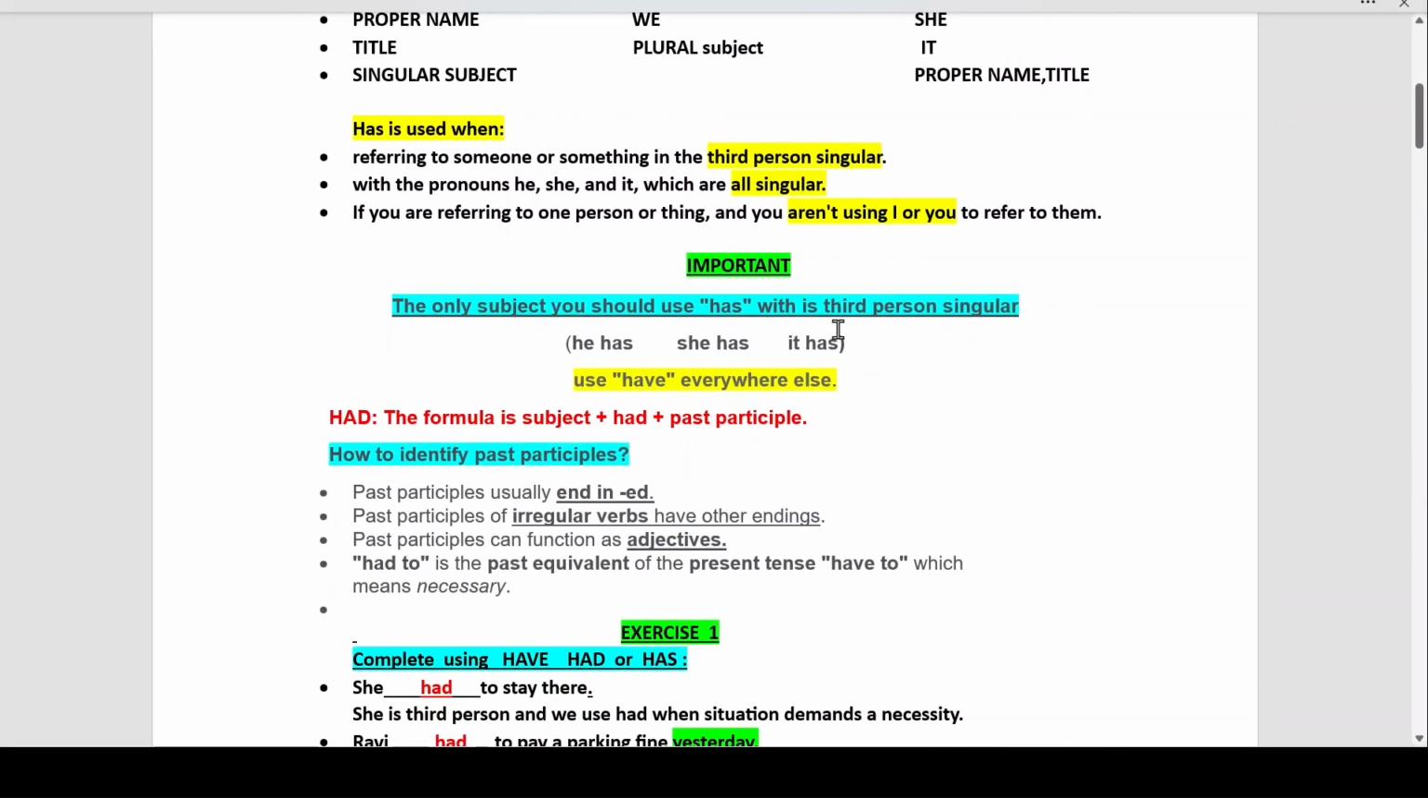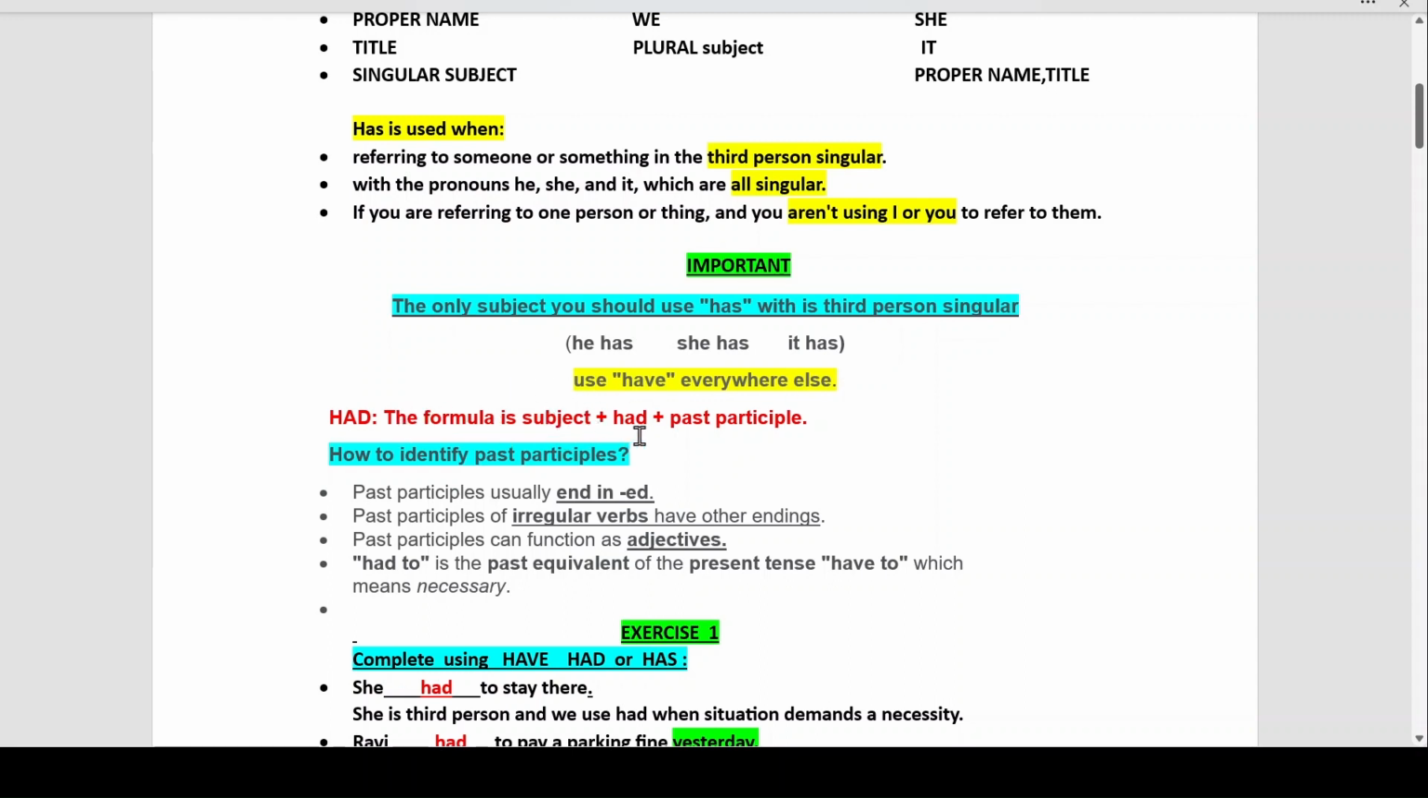Like I told you, we use has only with third person singular in present tense. That means he has, she has, or it has. He, she, and it are all third person singular. Other than this, we use have everywhere else. Okay. Now, what is the formula for had?